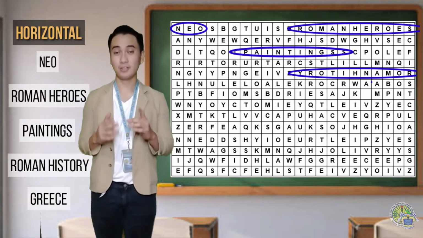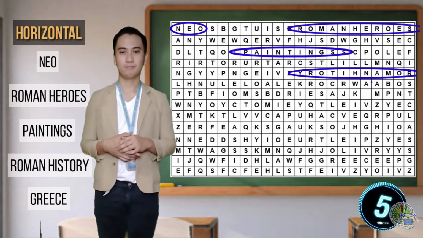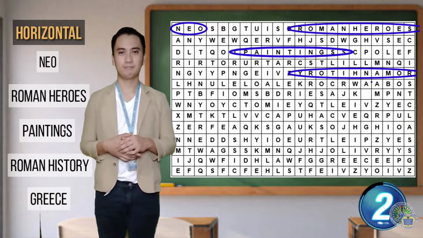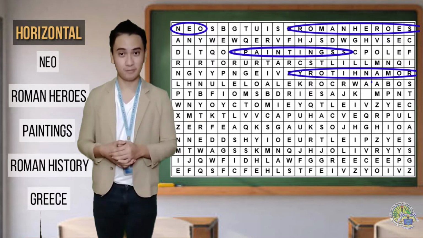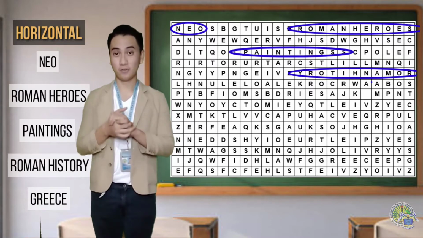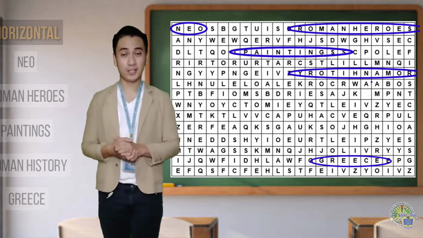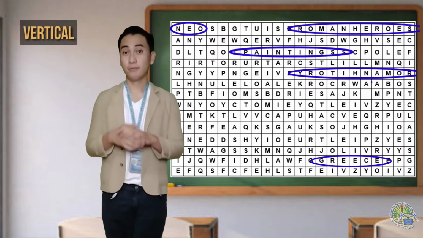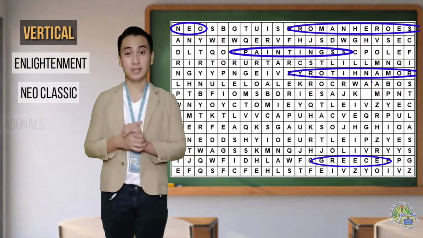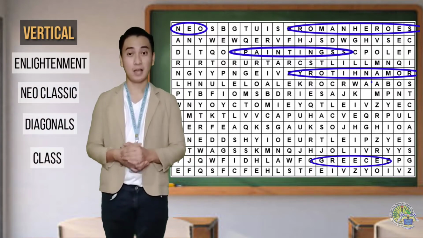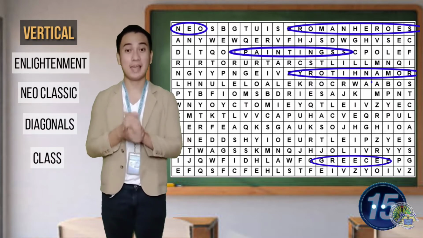Your timer starts now. Found it already? The word Greece. Very good. We can find it at the bottom part. Nice one. Now, we can proceed to the vertical words. For the vertical words, we have enlightenment, neoclassic, diagonals, and class. Are you ready? Okay, let's start. Your timer starts now.